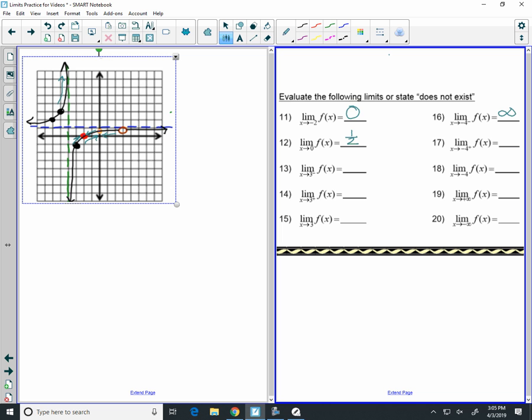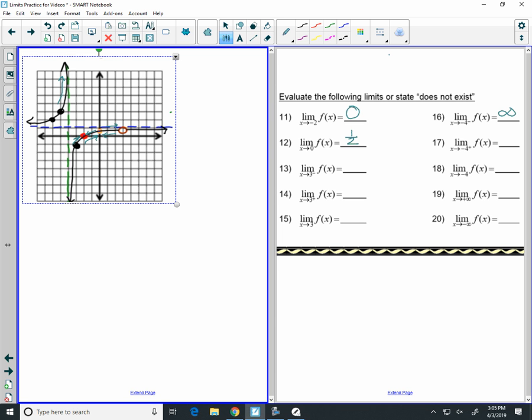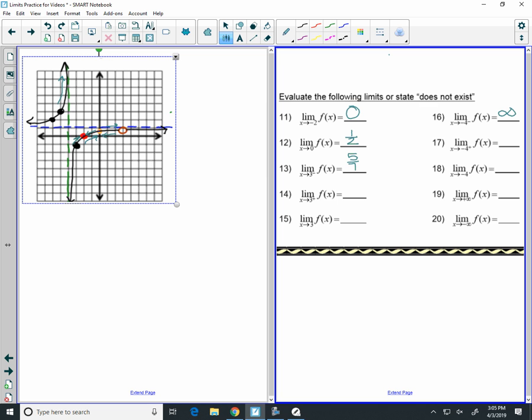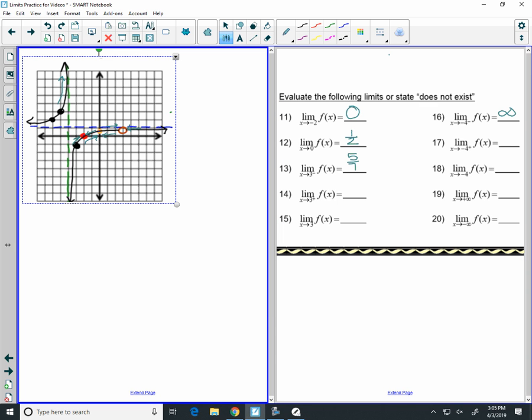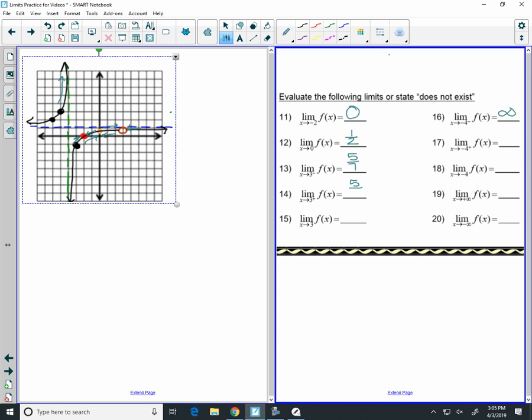For number 13, as we approach 3 from the left, well, we evaluated that point. We found that at that point, our removable discontinuity was at 5/7. So we know from the left and from the right, we're going to 5/7. The trend of our graph, if that hole wasn't there, we'd be at 5/7. And so the two-sided limit is 5/7. Now, the actual point there, f of 3, is what does not exist.